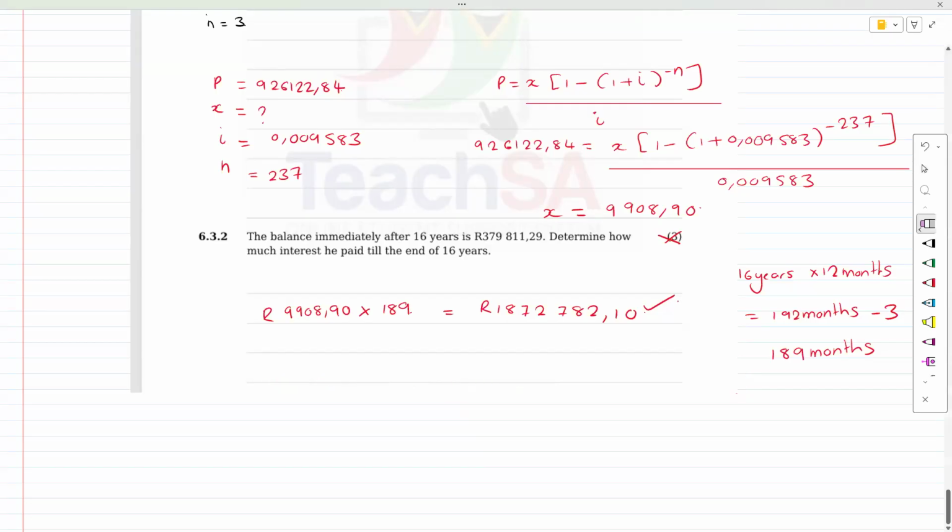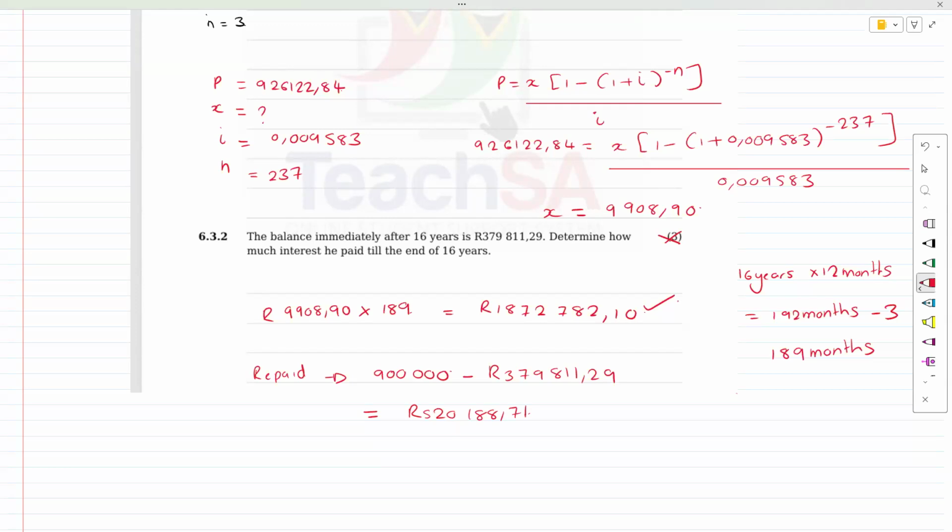Let's leave this out to make it easy. All the money that he repaid already would be the total 900,000, right? What 900,000 was what he took, minus the balance outstanding, which is 379,811, and technically he paid back 520,188 rand and 71 cents, right?